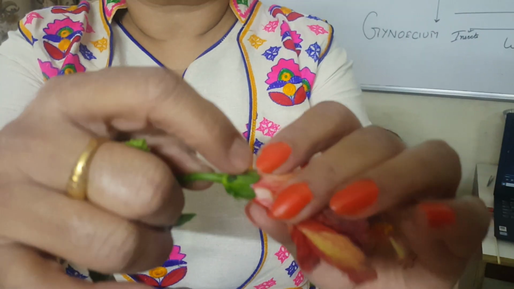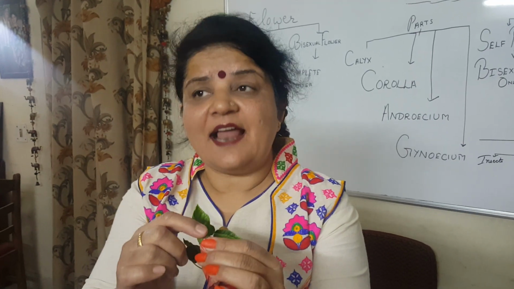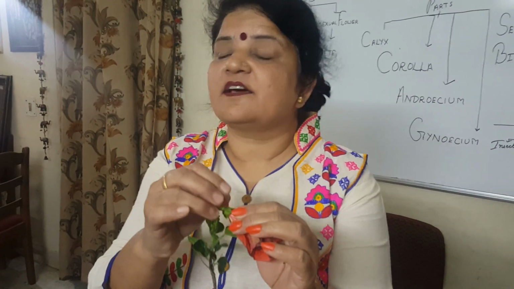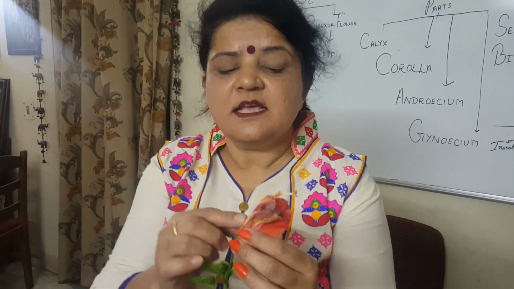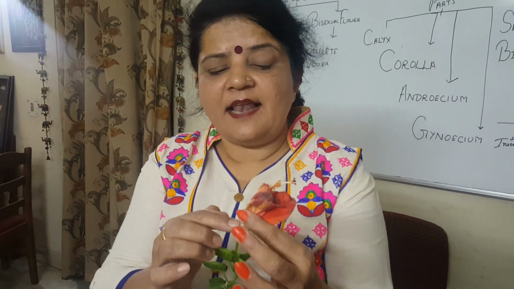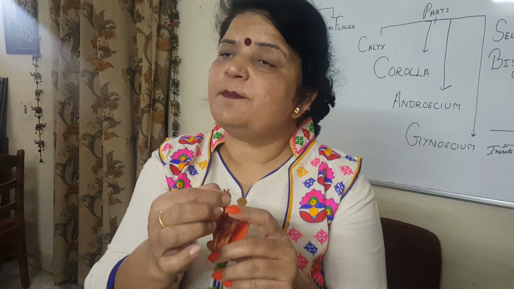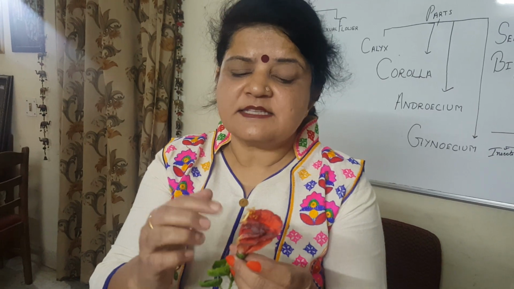Now when we talk about the green part of the flower, the sepals, all together we call it a calyx. So calyx is the outermost whorl of the flower, made of sepals. This is the green part of the flower which protects the flower in bud condition. The colorful petals together are known as corolla. So calyx, corolla, and then the stamens, together called androecium, and then the female part of the flower, known as gynoecium. So the flower is divided into four parts: calyx, corolla, androecium and gynoecium.